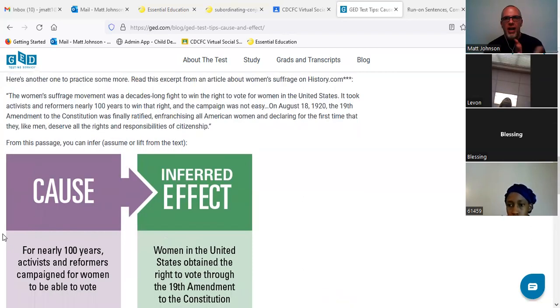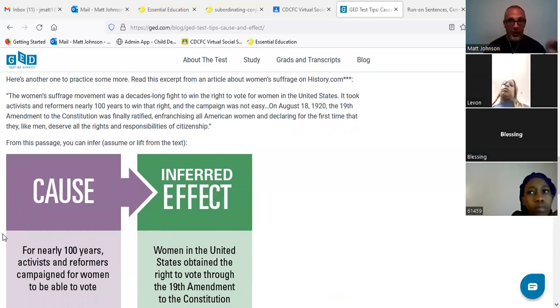And there's another one here. We talked a little bit about women's suffrage. So the women's suffrage movement was a decades-long fight to win the right to vote for women in the United States. It took activists and reformers nearly 100 years to win that fight. We talked about Elizabeth Cady Stanton and Susan B. Anthony, who never actually got to vote in a federal election, but fought most of their lives to get the right to vote. And the campaign was not easy. August 18th, 1920, the 19th Amendment to the Constitution was finally ratified.